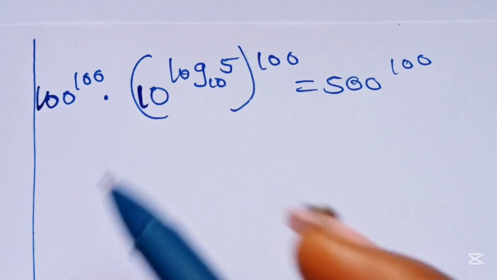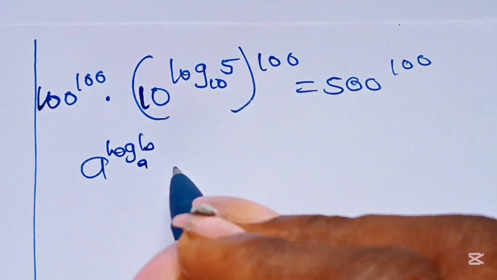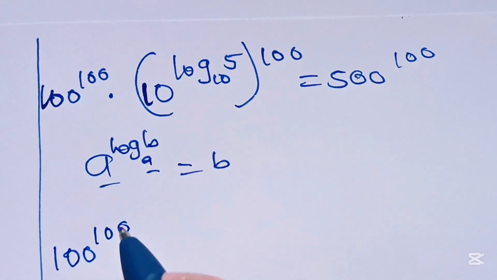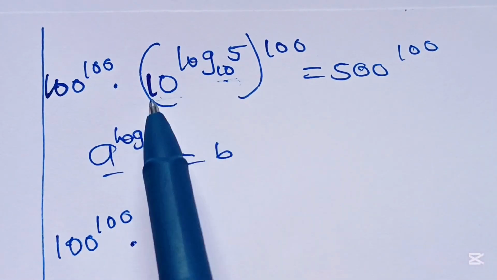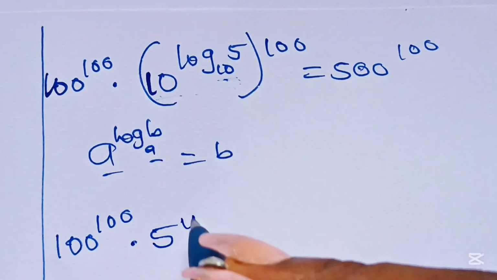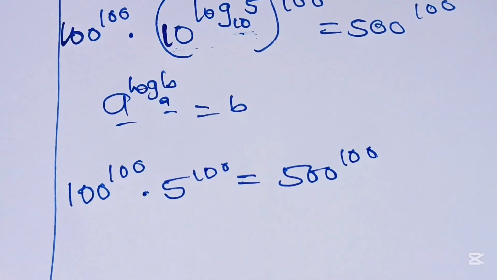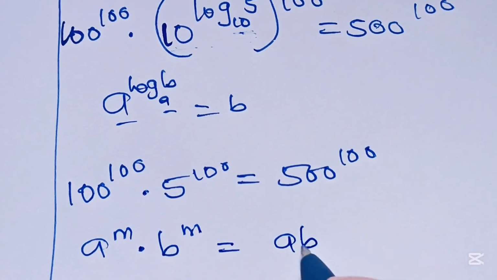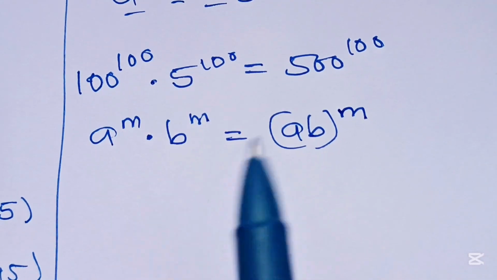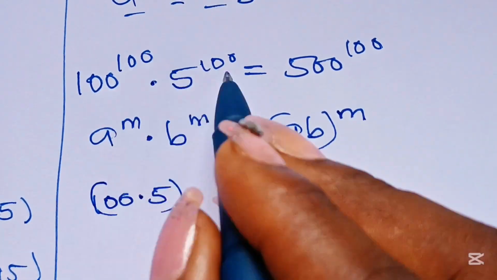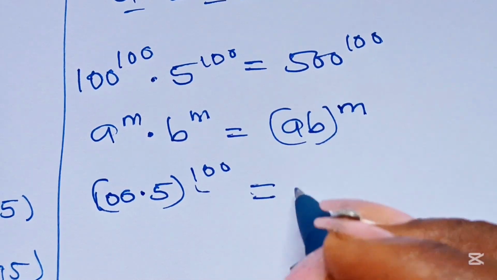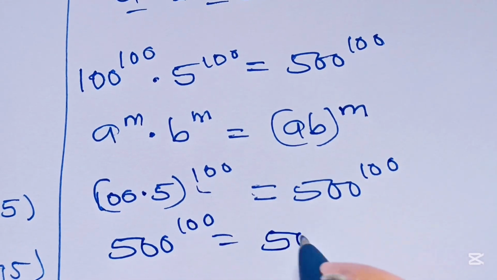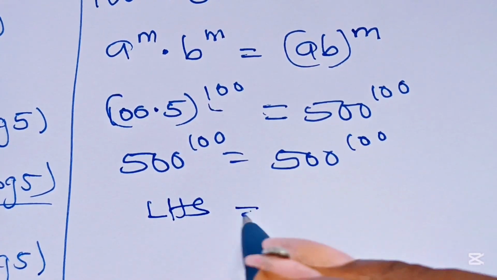Okay, now I was trying to say that when you have a to the power of log b base a, this is equal to b. Once this and this are equal, then this is b. So that means that we have 100 to the power of 100 multiplied by, now once this and this are equal, this is 5. So we have 5 to the power of 100 is equal to 500 to the power of 100. Now we can see that when you have a to the power of m multiplied by b to the power of m, this is equal to ab raised to the power of m. So that means that this is the same thing as 100 multiplied by 5 raised to the power of 100 is equal to what? 500 to the power of 100. Now 100 times 5 will give us 500 to the power of 100 is equal to 500 to the power of 100. So we can see that the left hand side is equal to the right hand side.